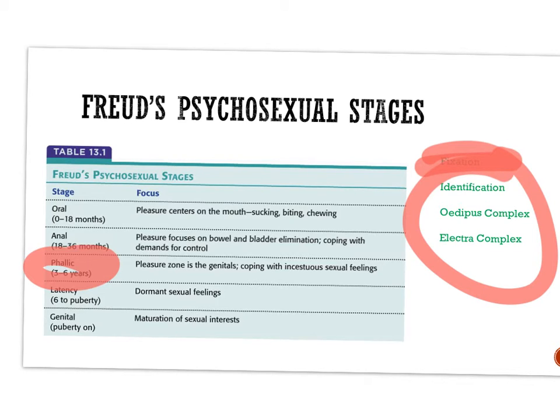So this is kind of a keep your friends close, keep your enemies closer. And at this time, little boys are identifying with their fathers because they both have penises, and maybe their moms don't have a penis. And so this is where gender roles are really going to take effect.